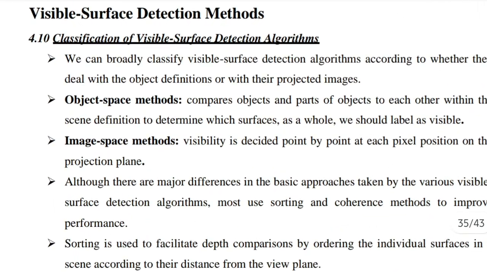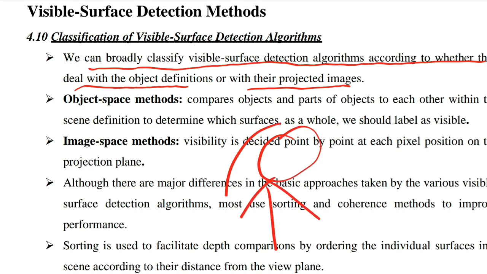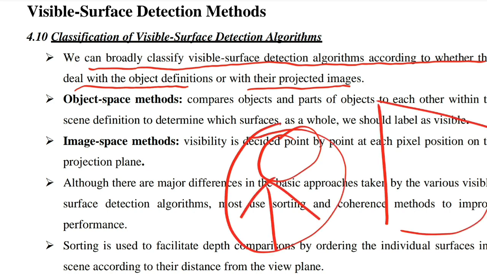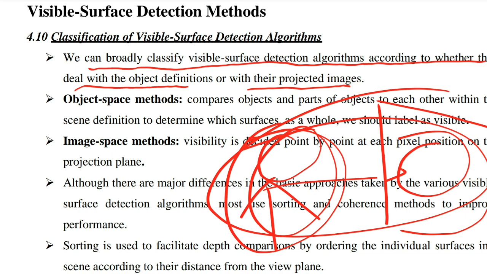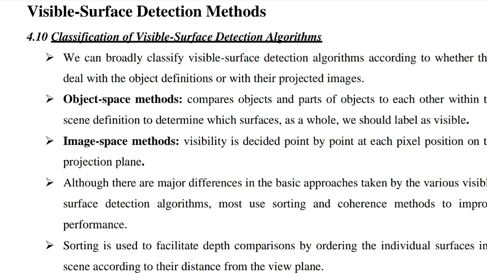So here are the visible surface detection methods. There are two classifications. We can broadly classify visible surface detection algorithms according to whether they deal with object definition or with their projected images. If a doll is here, that doll is the object, and if the shadow of the doll is on the wall, that is the projected image of the doll. Remember this example: the doll is the object and the shadow of the doll is the projected image. Or if you take a photo of the doll, the photo is the projected image, meaning whatever light comes in gets projected in the camera, captured and saved. Those are the two classifications of visible surface detection algorithms. This is very simple, but it's asked a lot in the exam, so make sure you don't miss it.